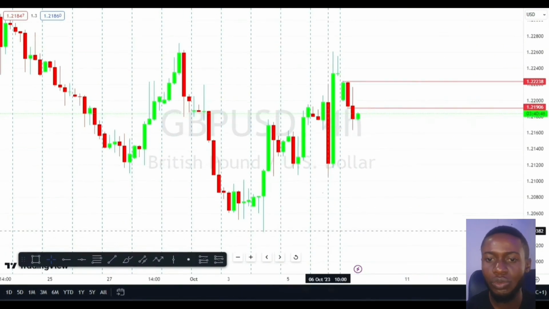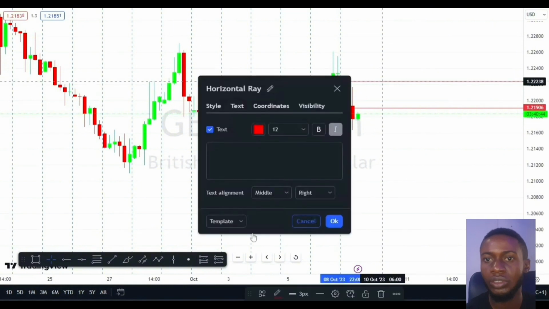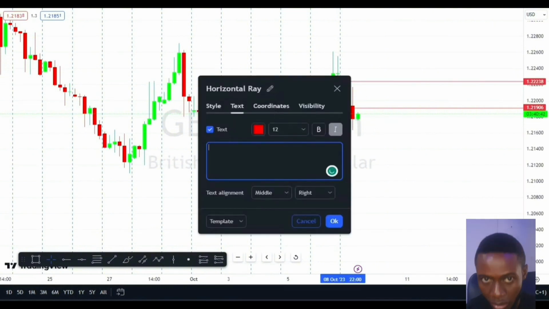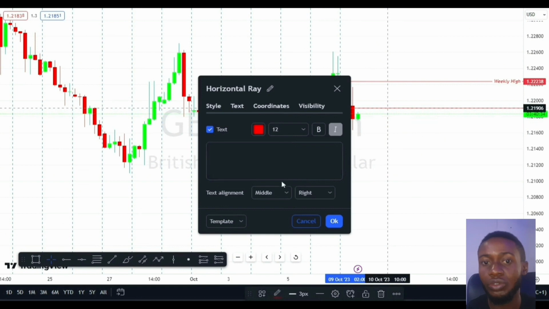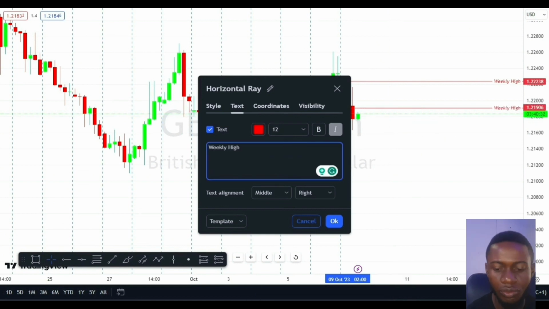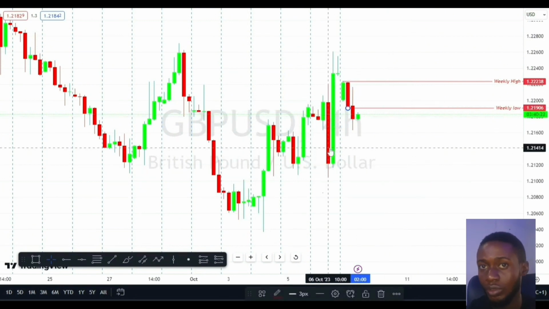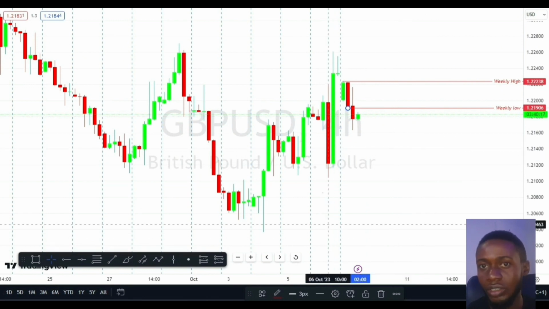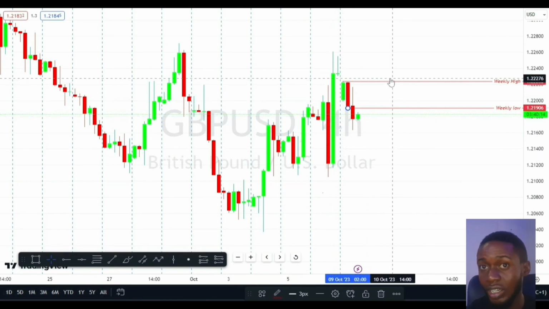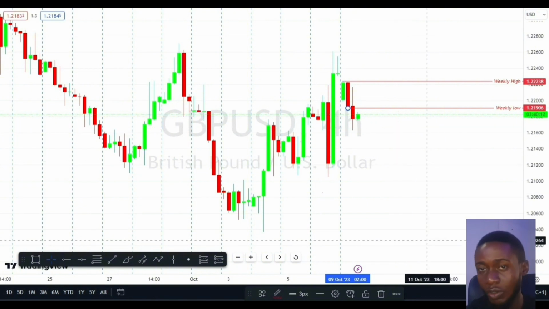And I will also label this. I have to label it. Weekly high, and I have to label this one too. Weekly low. That will help me when I go to a smaller time frame, I will also know what I'm doing. That's why I label it. So now I've marked out the high and low of the week, which is the first 4-hour candlesticks.